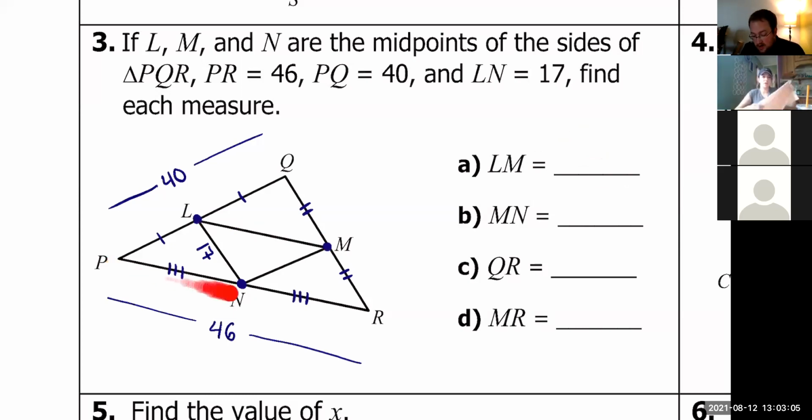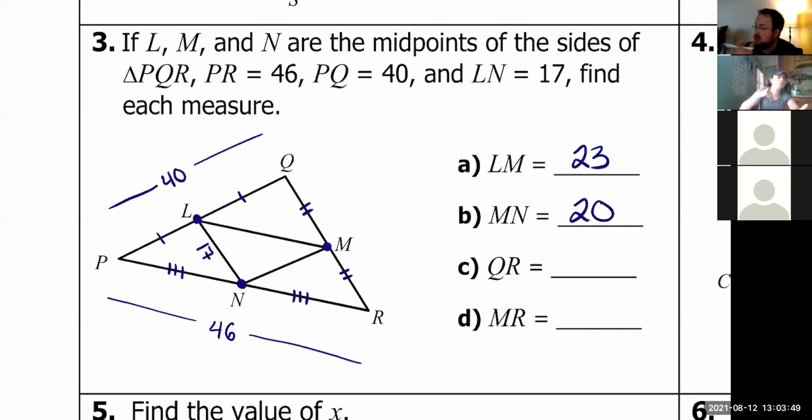LM is parallel with PR, which means LM is half as long as PR. Well, I know how long PR is. Divided by 2, I should get 23. Next one is MN. What is MN parallel to? PQ. Yep, good. So that means MN is half as long as PQ. PQ is 40 units. Divide by 2, we should get 20.